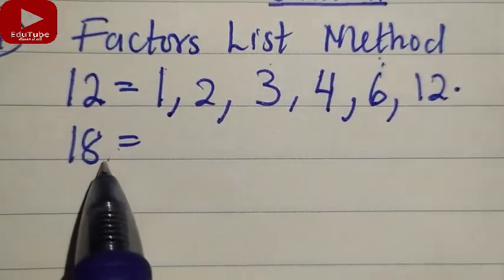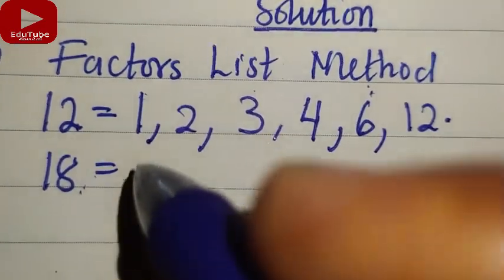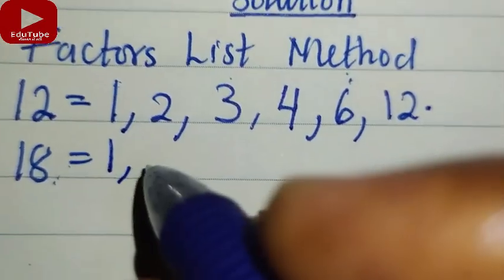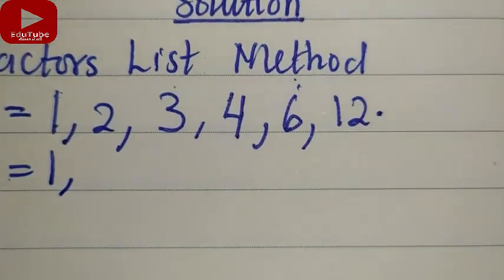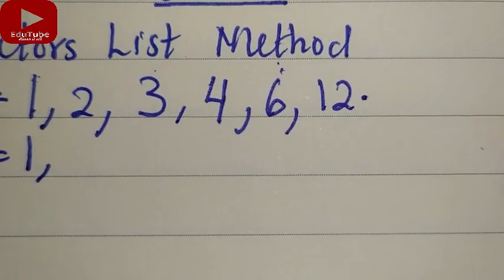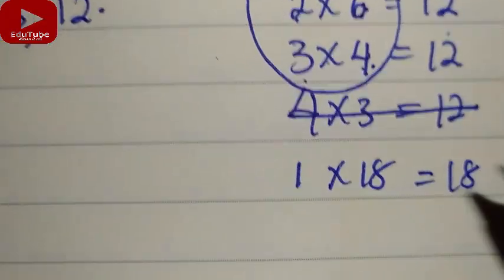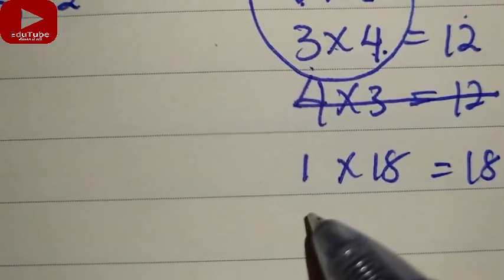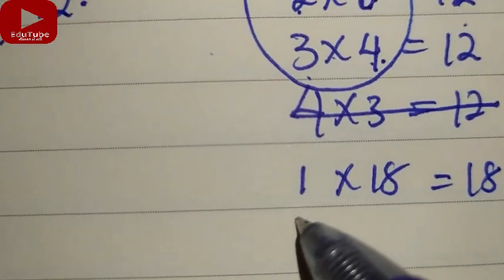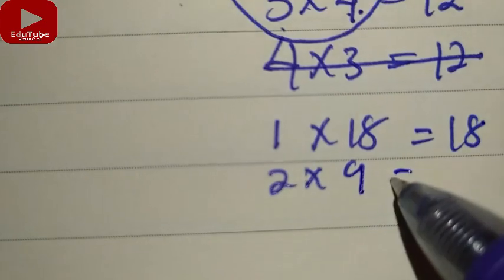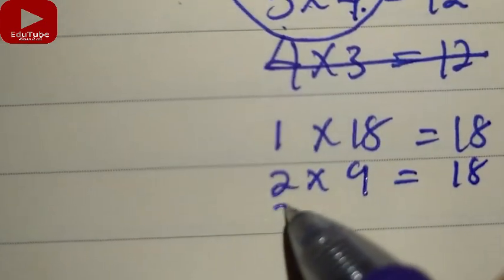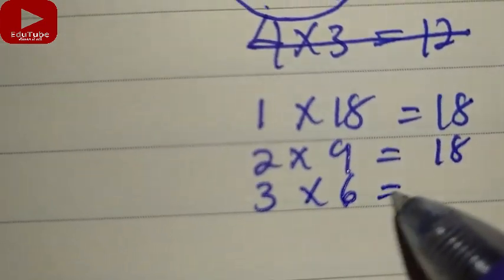Now, let's list out the factors of 18. So with the same method, we are starting with 1 because 1 times 18 is 18. Now, let's list that one here. So I have 1 times 18 will give me 18. Then 2. Can 2 multiply any number to give me 18? So of course, 2 times 9 will give me 18. What about 3? 3 times 6 will give me 18.